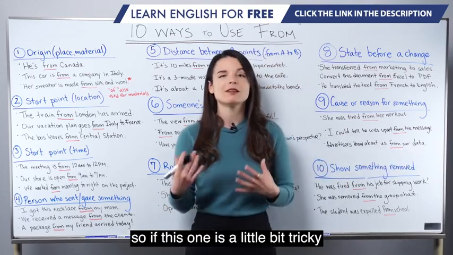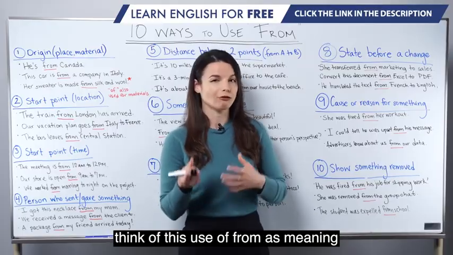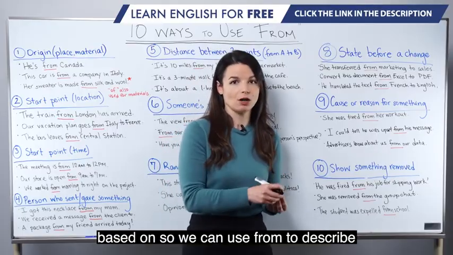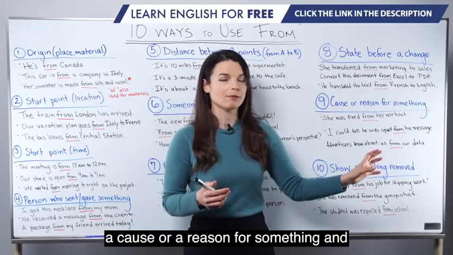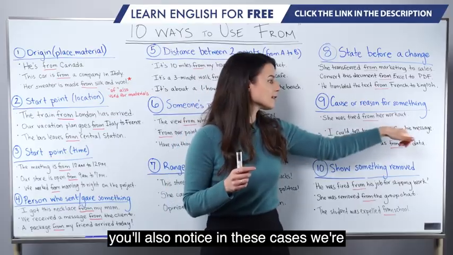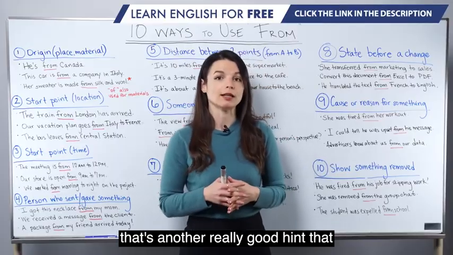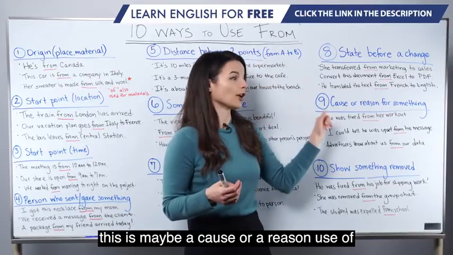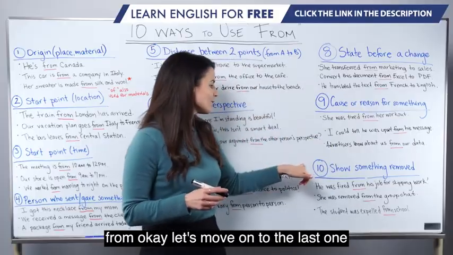So if this one is a little bit tricky for you to understand, you can kind of think of this use of from as meaning based on. So we can use from to describe a cause or a reason for something. And you'll also notice in these cases, we're following this with a noun phrase. So that's another really good hint that this is maybe a cause or a reason use of from. Okay, let's move on to the last one for this lesson.